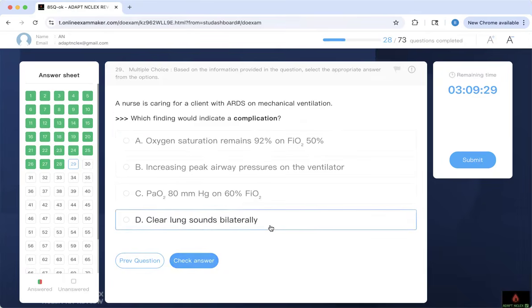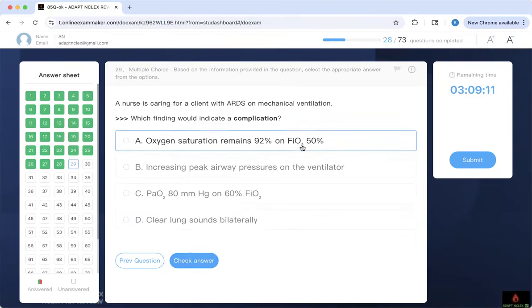And this is caring for a client with ARDS on a mechanical ventilator. Which finding indicates a complication? The most common complication with ARDS is what? One, pneumothorax, and what? Increased intrathoracic pressure. Therefore, what is your right answer? Oxygen saturation remains 92 on FiO2, increasing peak airway pressure, PO2 of 80 on 60%, and the lungs are clear bilaterally.